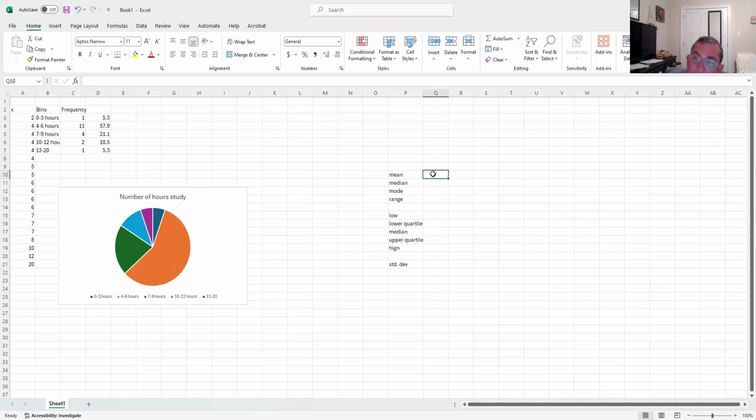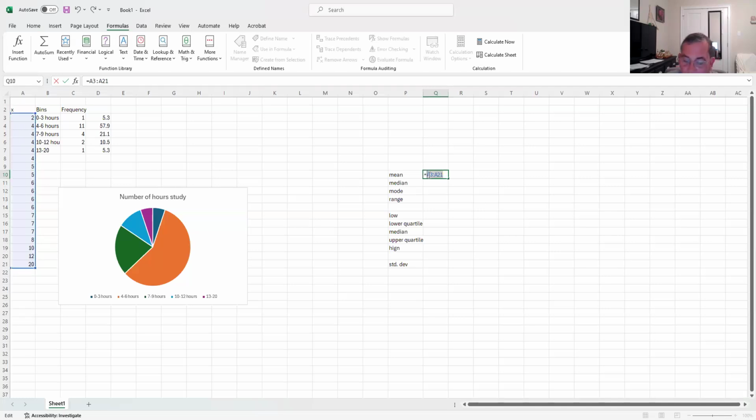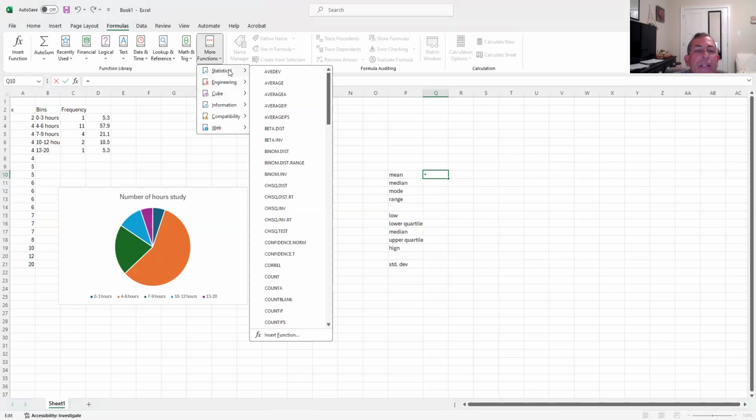So the mean is the average. So I'm going to put equals here. So I want the average of these numbers right here. So y'all, what you do, you go up here to where it says formulas. Well, so let me clear that out. I don't want that in yet. So before I highlight everything, I'm going to formulas. I'm going to go over here to where it says more functions. Click that and go to statistical. On statistical, we want the average. So I'm going to click average.